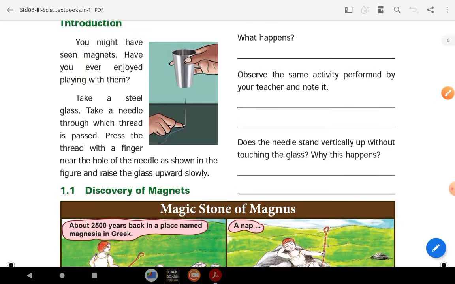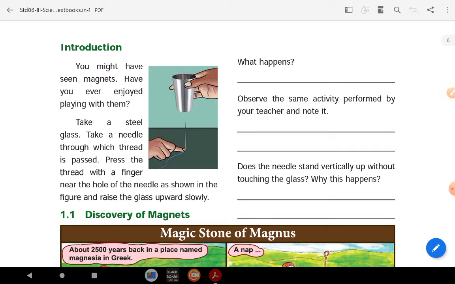Let's go on to the introduction part. What is given in the introduction? A simple experiment is given. Can you see this experiment, children? You have to do it. You know what you must do? You have to take a tumbler, a steel tumbler, and you also take a needle.